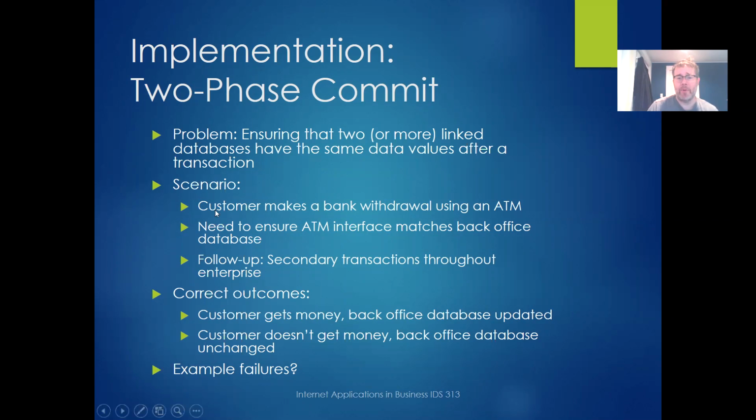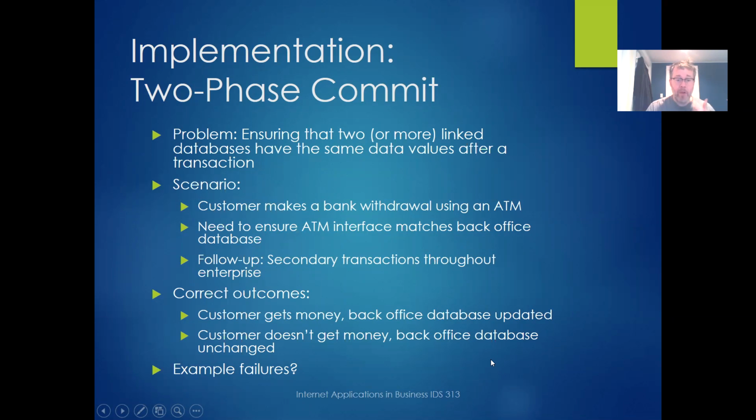So, for example, a customer makes a bank withdrawal using an ATM. The system needs to ensure that the numbers on the ATM's interface match whatever's in the back office database, that the account balances line up, for example. It shows that money went out on both. And then the follow-up, any secondary transactions throughout the enterprise. So for example, if there are multiple replicas of that data stored at other locations, that has to be updated. If there are analytics that the bank does, that gets updated. Any effects on the bank's reserves, that gets updated.